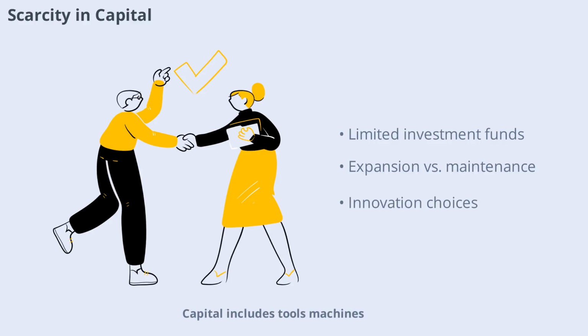Capital includes tools, machines, and buildings used to produce goods and services. Since capital is limited, businesses must choose how to invest it for the greatest return. This often involves tough decisions about expansion, innovation, or maintenance.